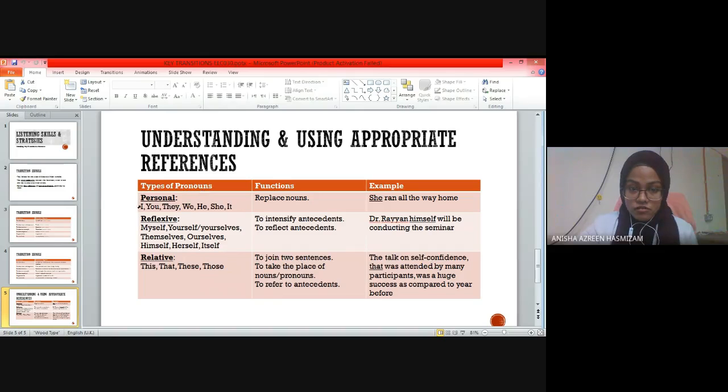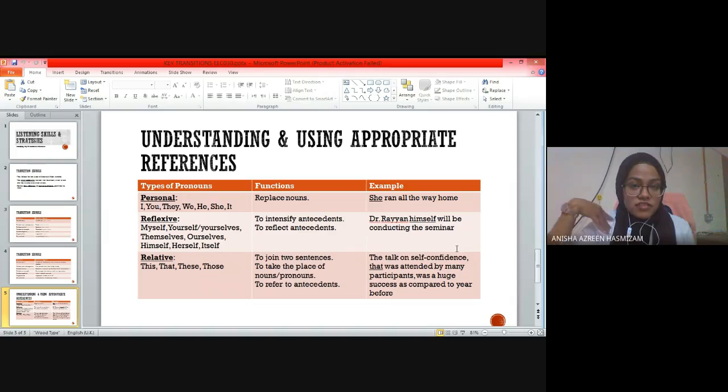Ini personal reference. Okay, this is reflexive. Maknanya myself, yourself, yourselves, themselves, ourselves, himself, herself, itself. To intensify antecedents and to reflect antecedents. Okay, so Dr. Ryan himself will be conducting the seminar. Maknanya Dr. Ryan sendiri yang akan mengemudikan seminar tu. Okay, she herself is going to be cooking the food.